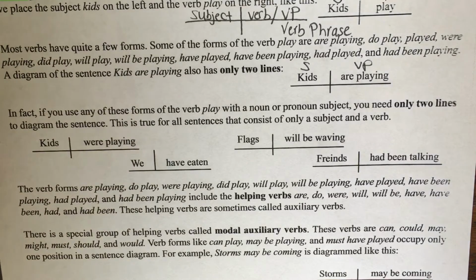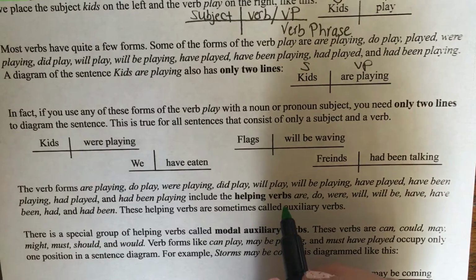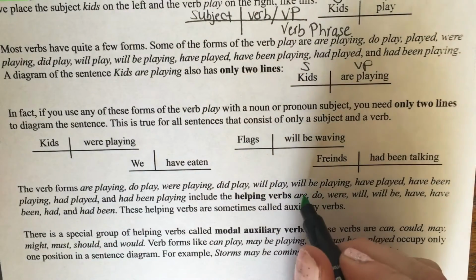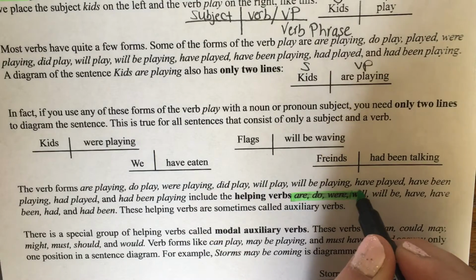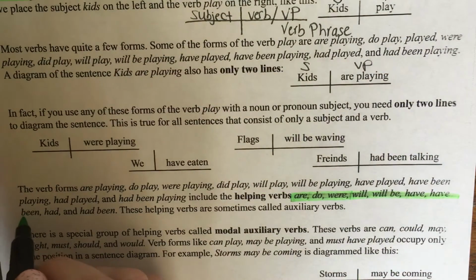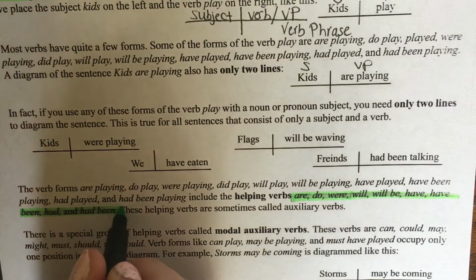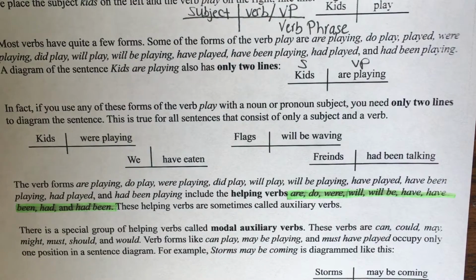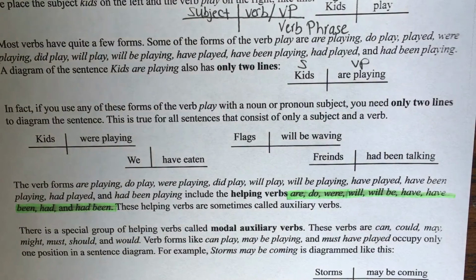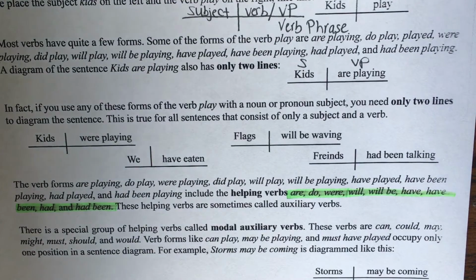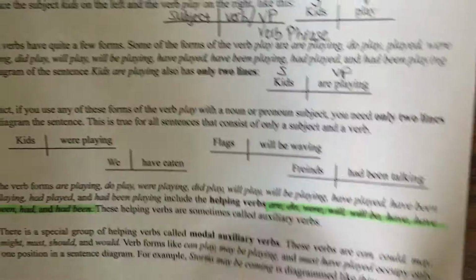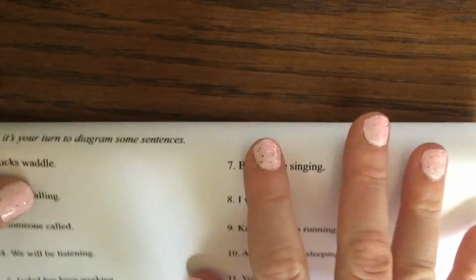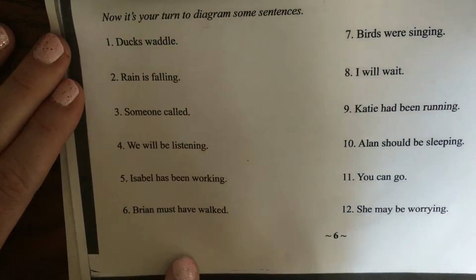So again, if you are struggling with helping verbs or linking verbs, make sure you look to your sheets to help you out. This sheet does give us a good overview of some common helping verbs such as are, do, were, will be, have been, had, and had been. They're also called auxiliary verbs sometimes, but just to keep it simple, we'll just call them helping verbs because they're helping out the verb. They give us a little bit more information about the verb. So if we look at some examples to diagram, let's just look at the first 6.